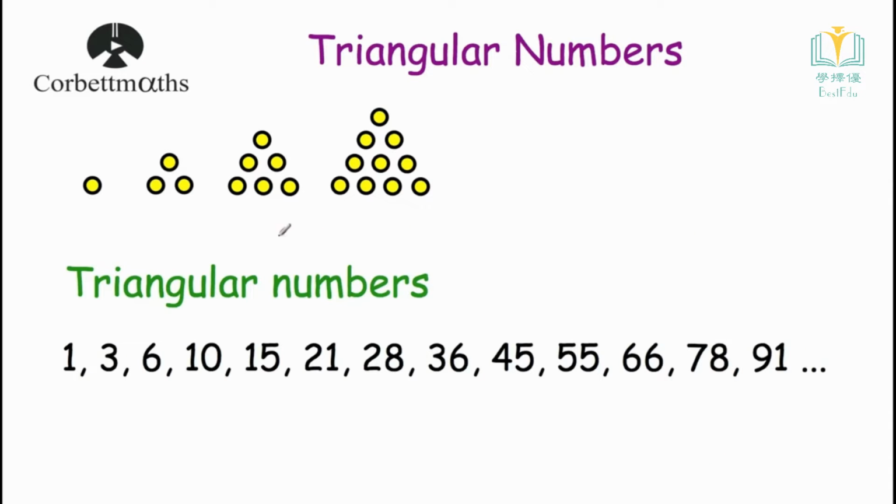So let's have a look at the list of triangular numbers. The first triangular number is 1, and then if you add 2, you get 3, and if you add 3, you get 6, if you add 4, you get 10, add 5, we've got 15, add 6, 21, add 7, 28, add 8, 36, add 9, 45, you'd add 10 to get 55, the next one we'd add 11 to get 66, we'd add 12 to get 78, we'd add 13 to get 91, and so on. So these are the triangular numbers.